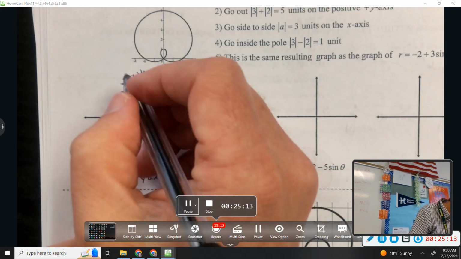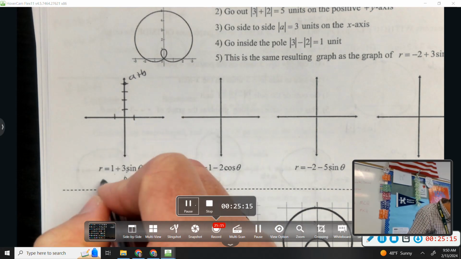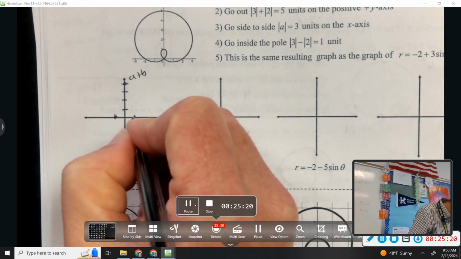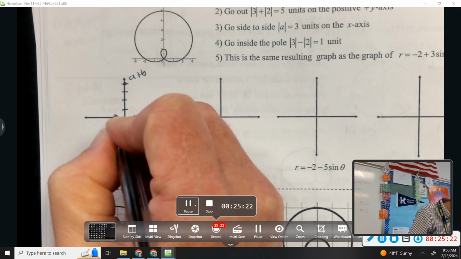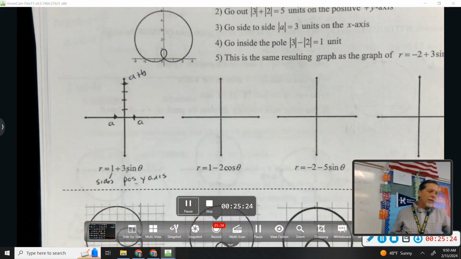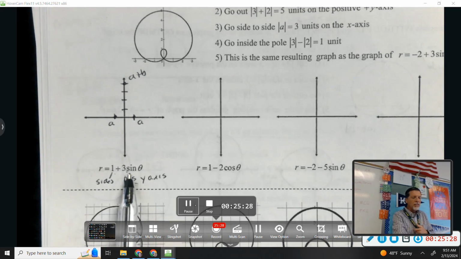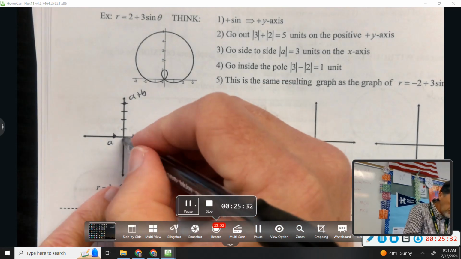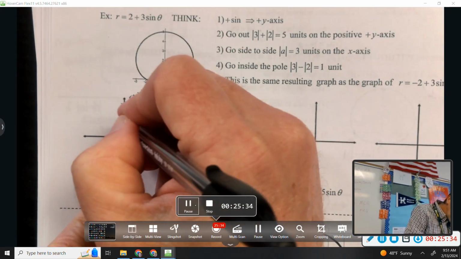So sides are at 1, A and A. And then my loop is still A minus B. I can still think of it that way. 1 minus 3 is negative 2. So instead of going out 2, I'm going to go up 2. And that's A minus B.